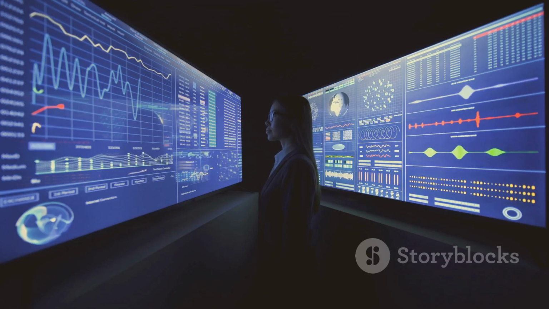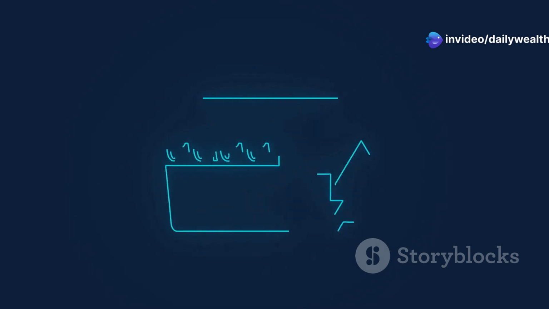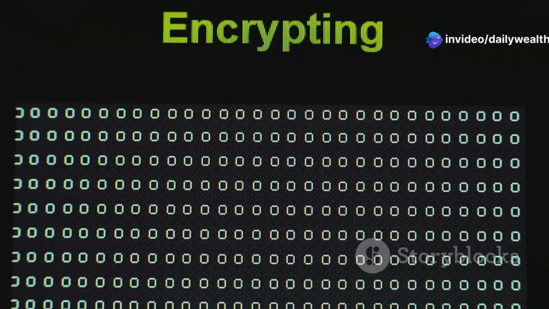Layer 6, presentation layer. This layer ensures that data is presentable. Think of it as the gift wrapping layer. It makes sure data from one system can be understood by another. It handles tasks like encryption and data compression.